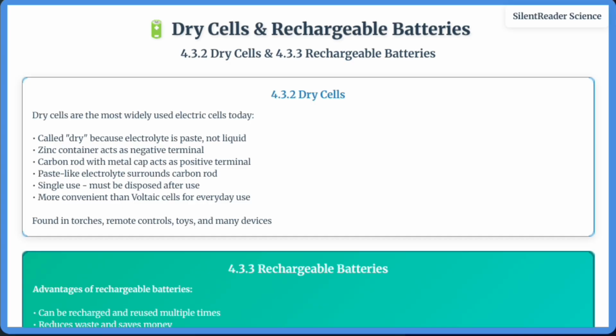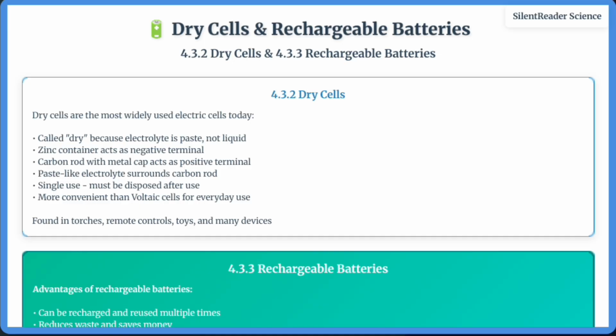Now let's examine dry cells and rechargeable batteries, which are more practical for everyday use. Dry cells are called dry because they use a paste-like electrolyte instead of liquid. They have a zinc container that acts as the negative terminal and a carbon rod with a metal cap as the positive terminal. Dry cells are single-use. Once they're used up, they must be disposed of.